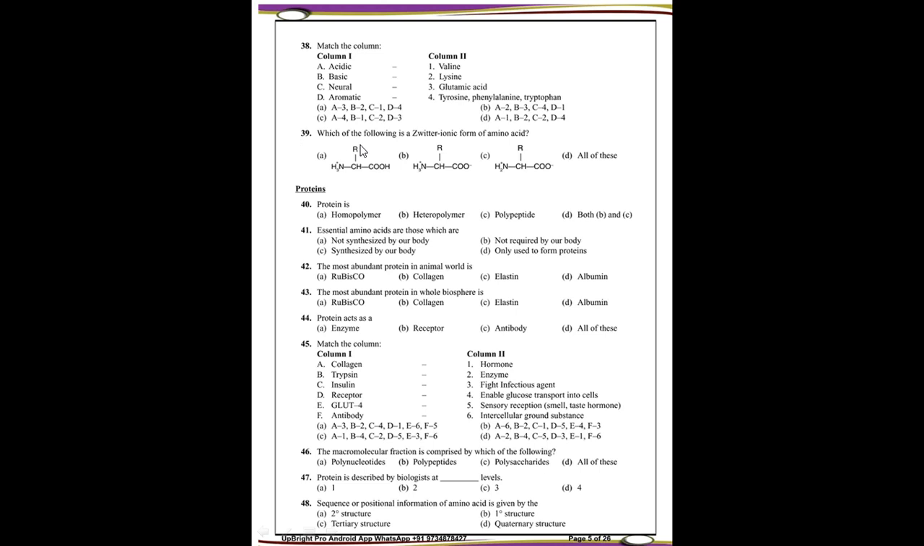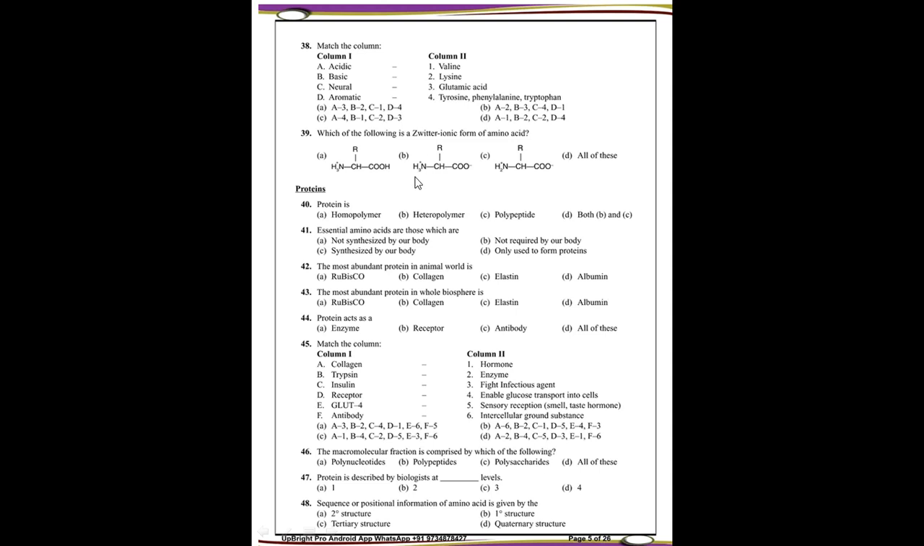Question 39. Which of the following is a zwitterionic form of amino acid? So zwitterionic form of amino acid is neutral because it has a charged carboxylic and an amino group. So is it this? Is it that? So the answer is C. Okay, no. If you have NH2, there's going to be no charge on this. So the answer is B. So NH3 with plus charge and carboxylic acid with a minus charge, such that the net charge on this compound, amino acid, is 0. It's a zwitterion. So the answer is B.